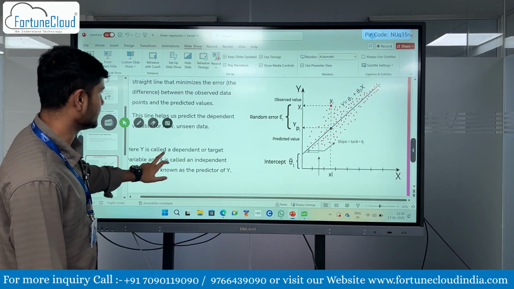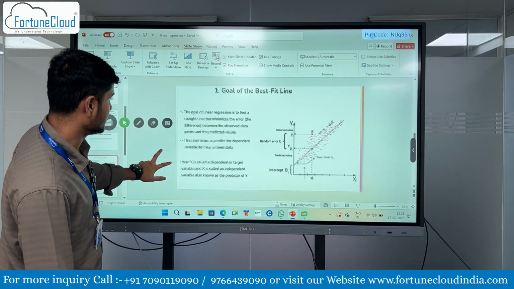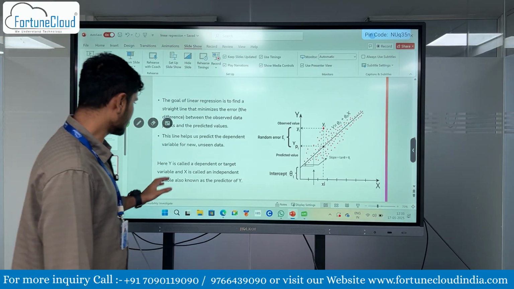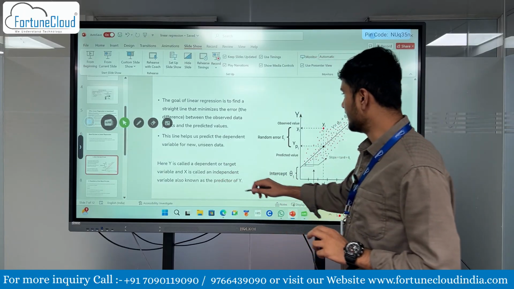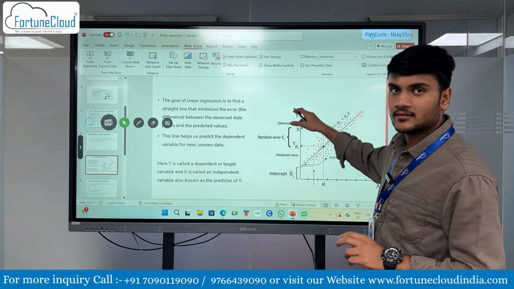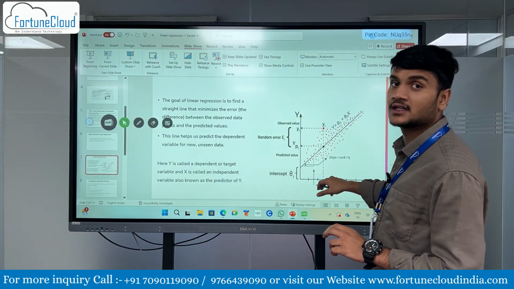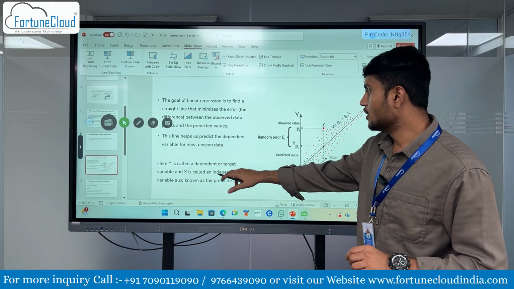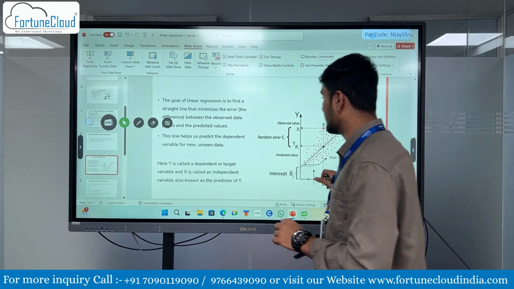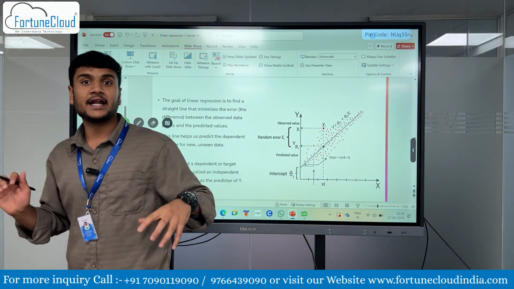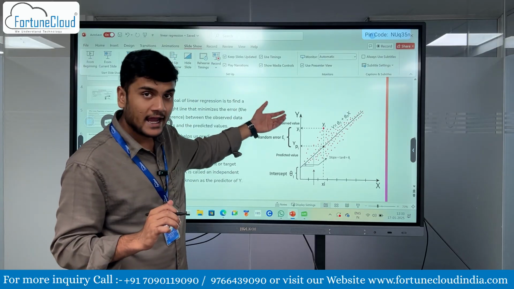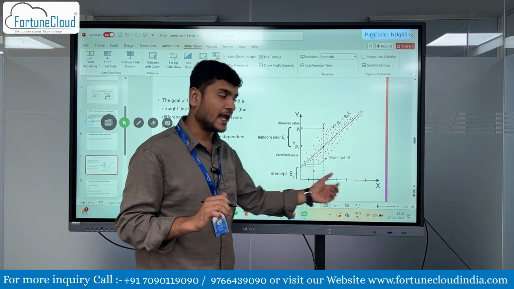So here y is called the dependent or target value, which is our output, and x is called the independent value, which is my input, and also the predictor of y. I am predicting y on the basis of x.